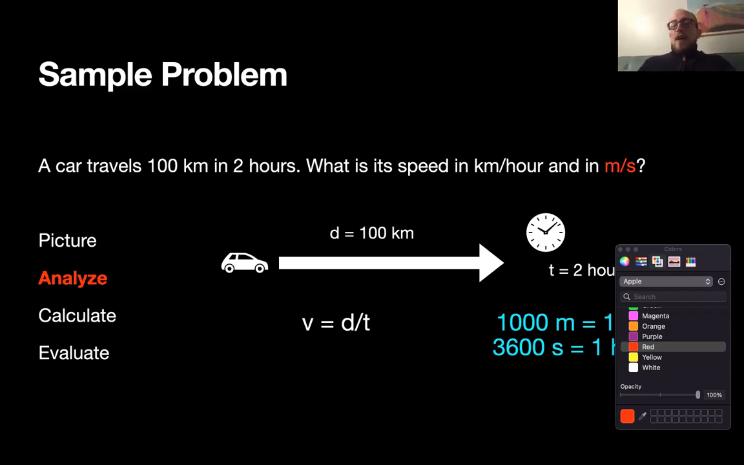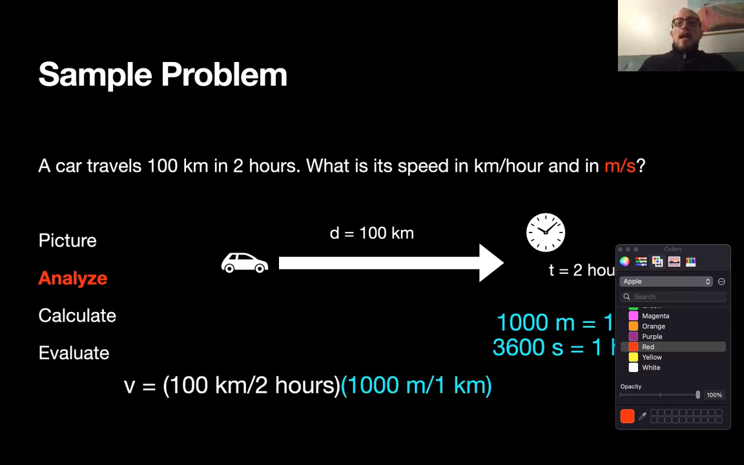I put those facts listed there in cyan. And now I have the same thing I did before, that the speed is 100 kilometers divided by 2 hours. But I'm going to now add another multiplier. It's something I call a fancy form of the number 1 that's going to allow me to translate between units. I'm going to translate between kilometers and meters by putting kilometers in the denominator and 1,000 meters in the numerator. That is a fraction that's equal to 1.